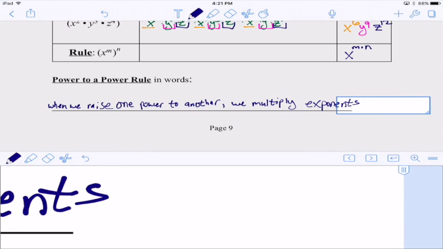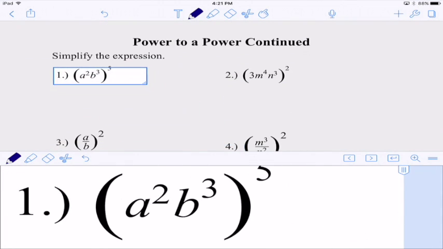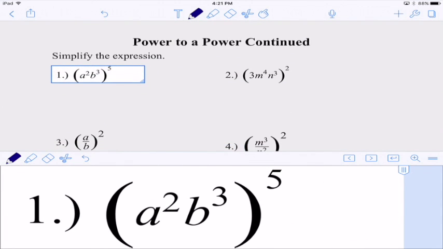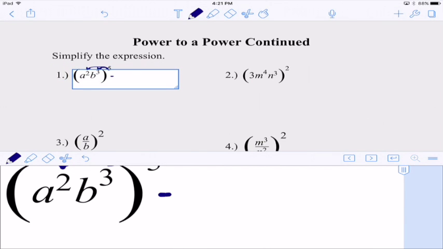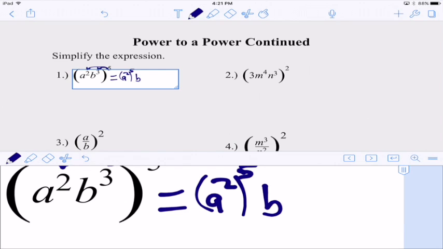Okay, I've got a lot of examples for you. So number 1, we're going to raise a squared b cubed to the 5th by multiplication. We're going to do them separately. So everything in the parentheses gets raised to the 5th power. So that means a squared to the fifth and b cubed to the fifth.